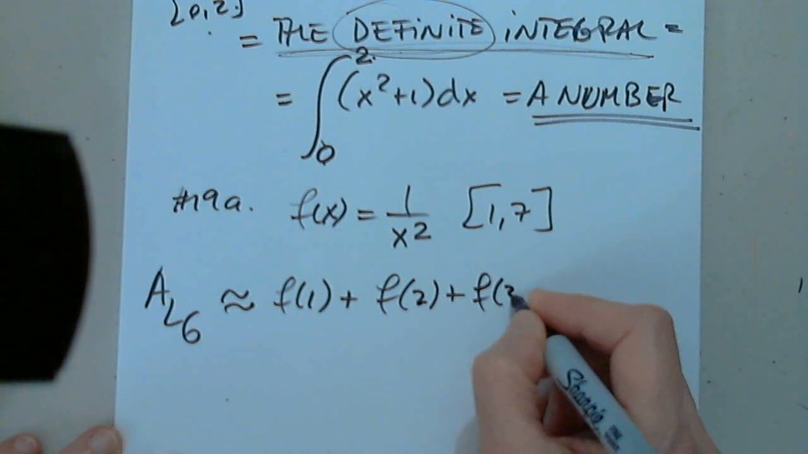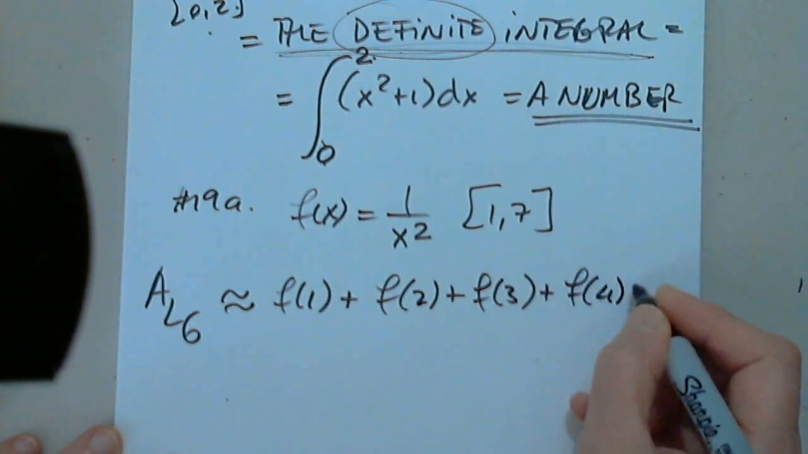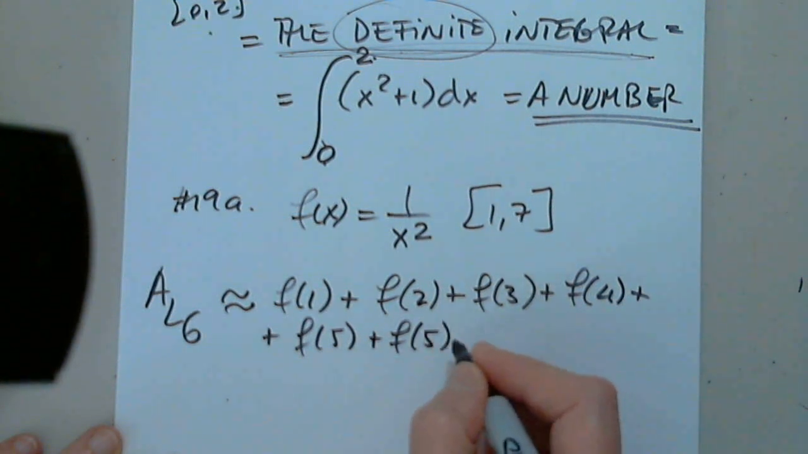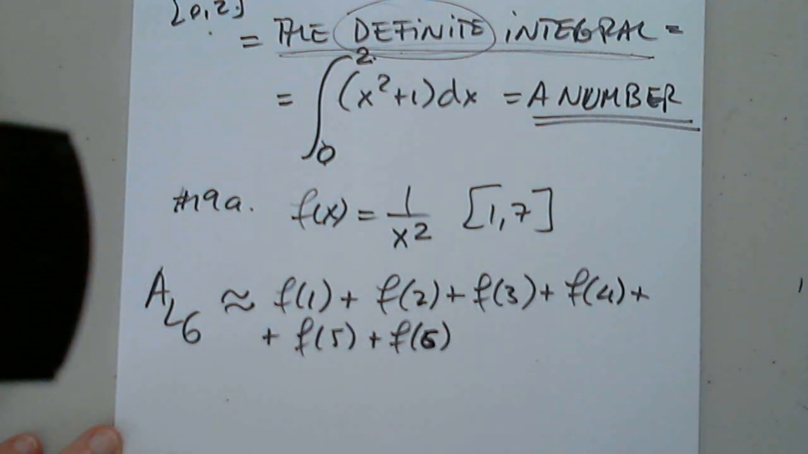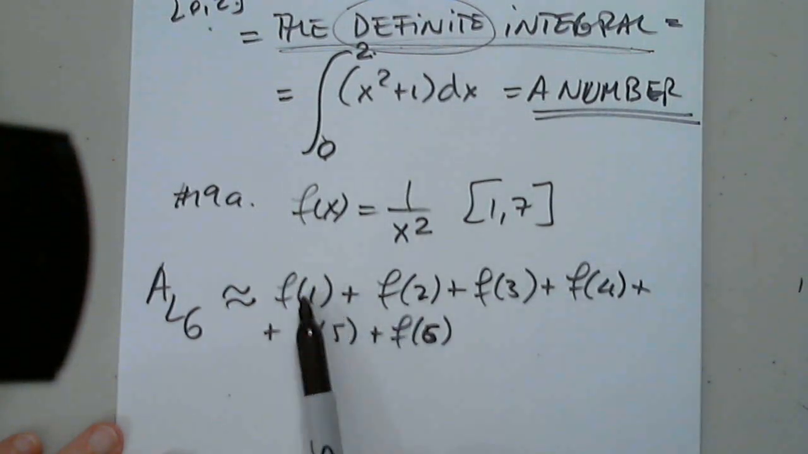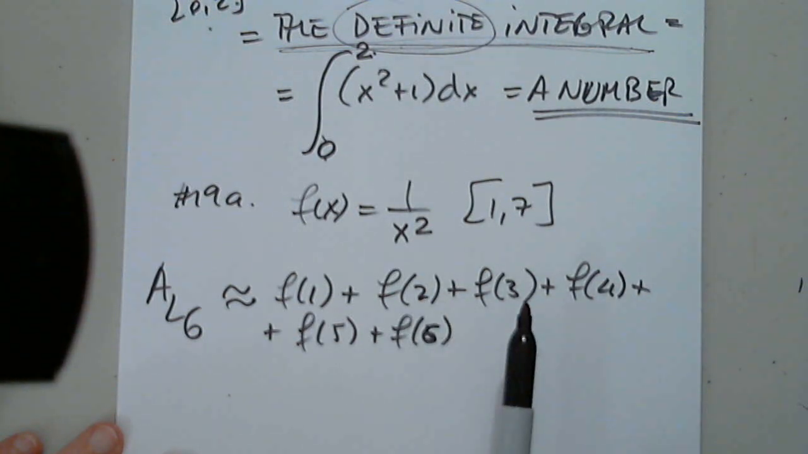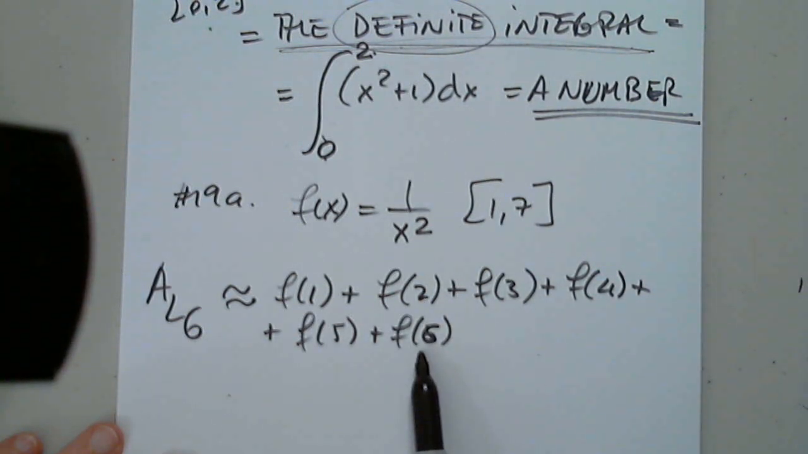f of 3. Yes, and of course f of 4 plus f of 5 plus f of 6, and that's it. Please do not write f of 7. f of 7 will be the next rectangle. So 1, 2, 3, 4, 5, 6. Careful here, do not calculate 7. f of 1 is the first rectangle. f of 2 is the height of the second, the third, the fourth, the fifth, and the sixth.